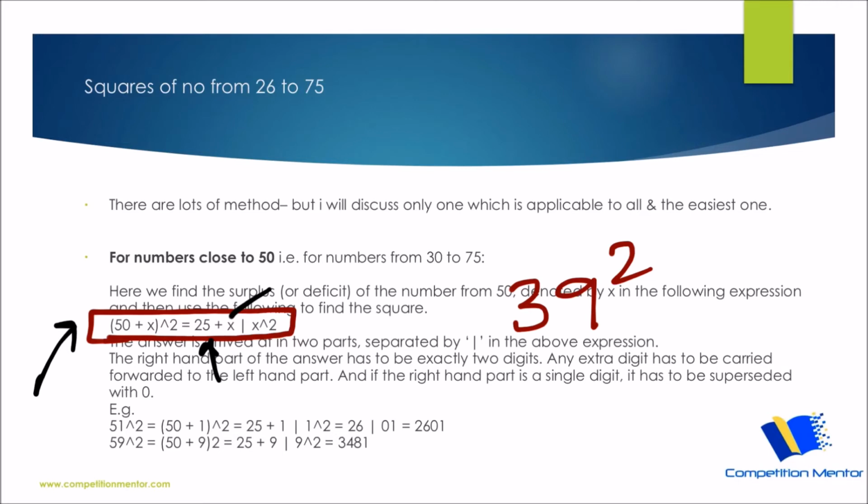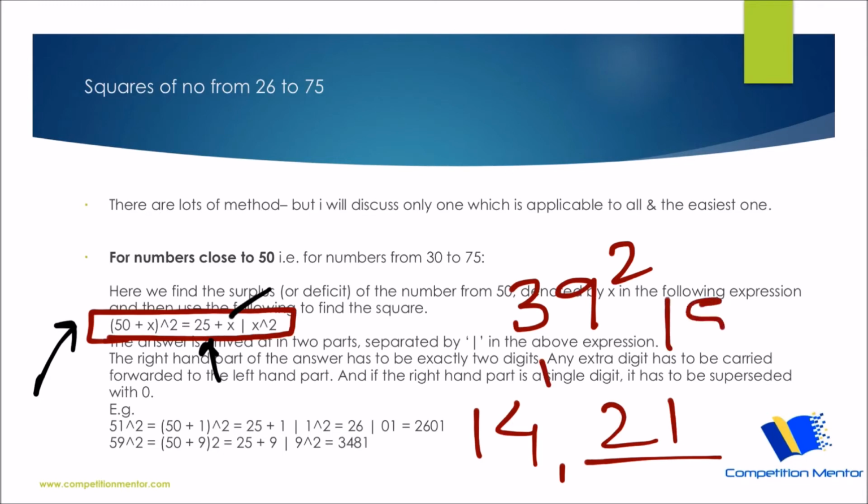So if it is 11 less, x is 11. So you will go 25 minus 11, which is 14. So the last two digits will be 11 square, that is 121. As you know, the last part should be 2 digits, so 1 should be carried. So the answer should be 1521.